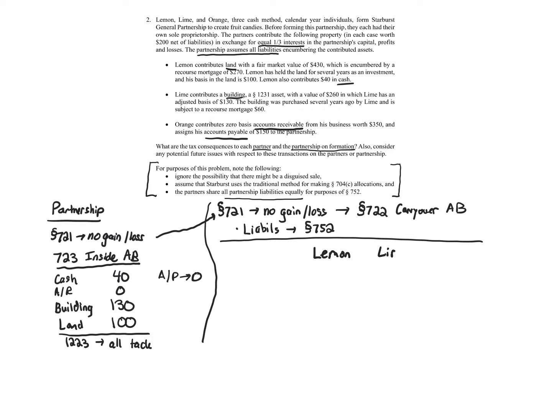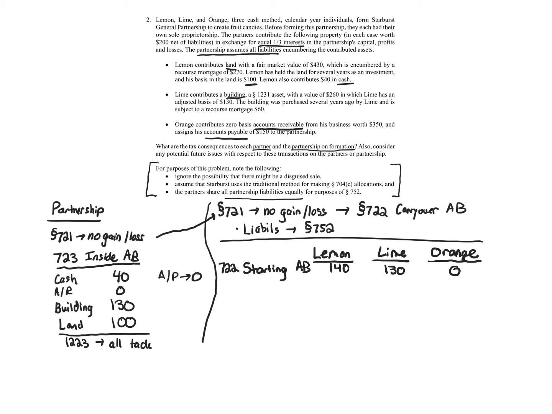So we have Lemon, Lime, and Orange, and they're starting adjusted bases per section 722, right? That's the carryover basis rule. Look at what they're giving up. Lemon's giving up land, has a basis of 100, also giving up cash of 40. So Lemon starts with 140. Lime is giving up just a building, has a basis of 130. And Orange is giving up two assets. An asset and a liability. Both have a zero basis.